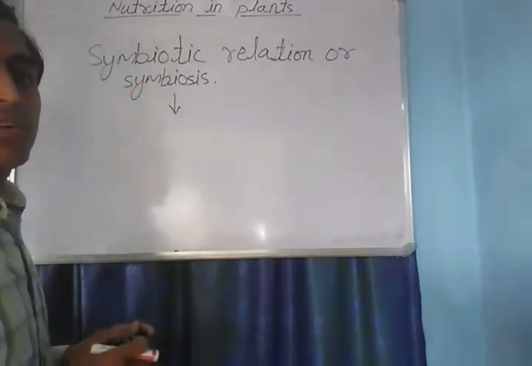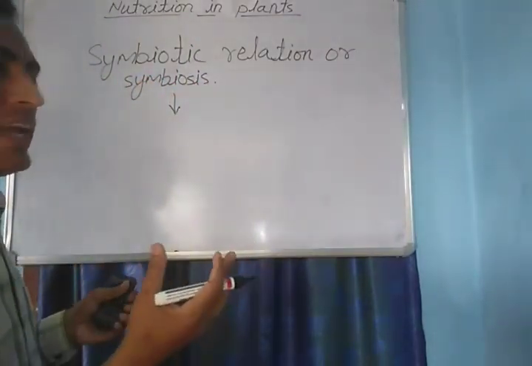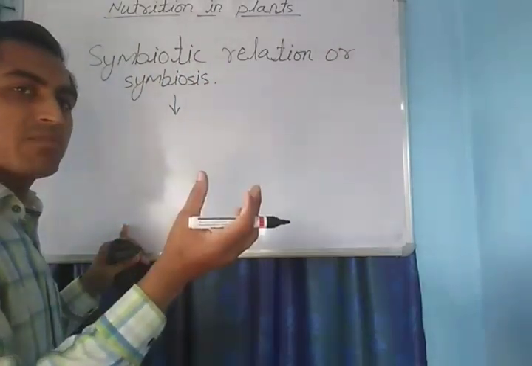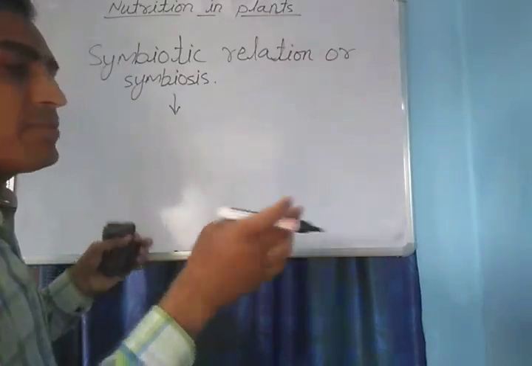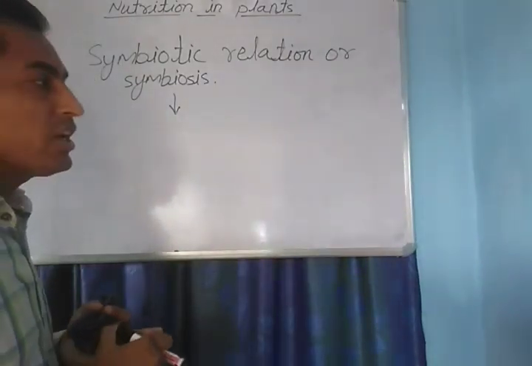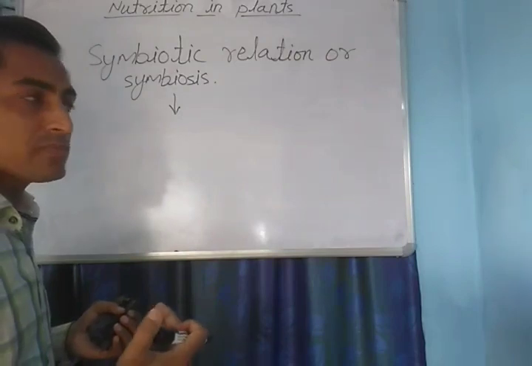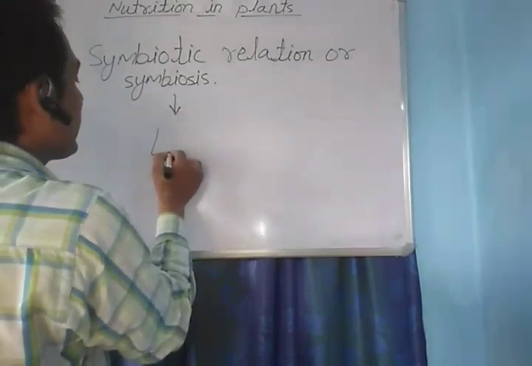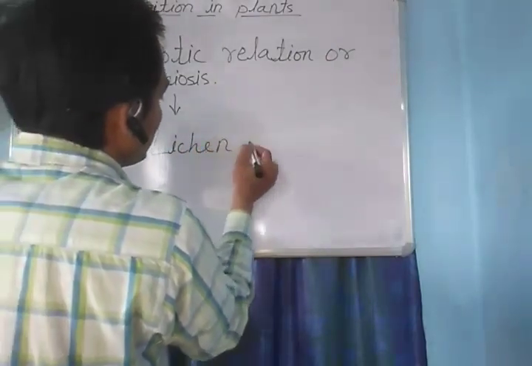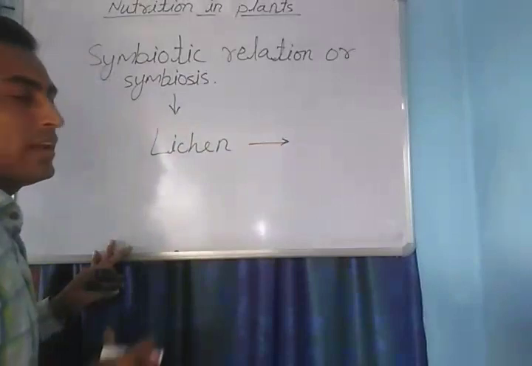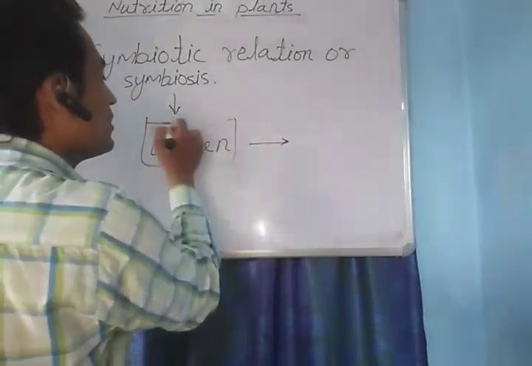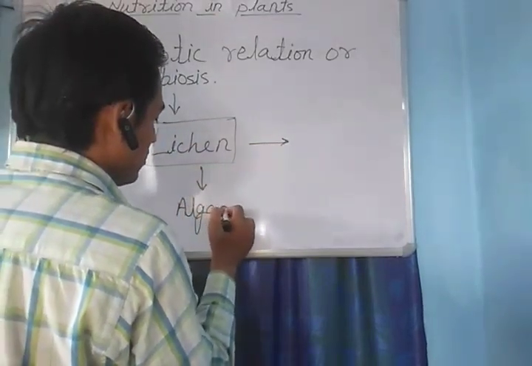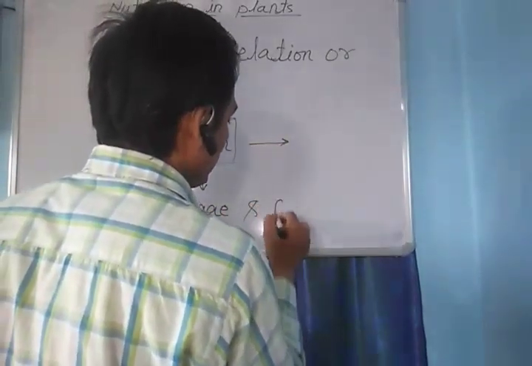This type of mode of nutrition, in which two organisms of different species live mutually together and share food and shelter. In this way, the best example of it is lichen. Lichen is a group that is made by alga and fungi.